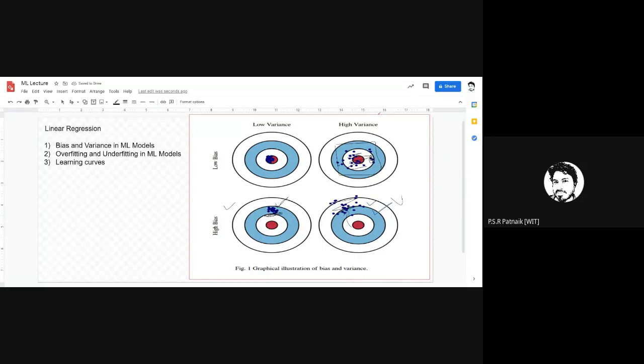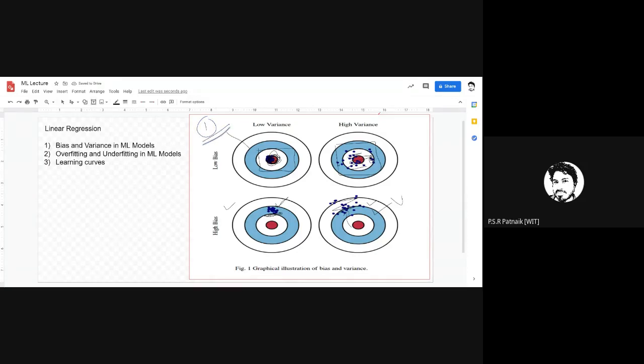And this is what we ideally expect. We don't want him to deviate from the actual target. We want him to be precise, and we don't want him to vary. This is called low bias and low variance. This is the expected model. For every ML model, this is ideally what we expect. This is number one preference.